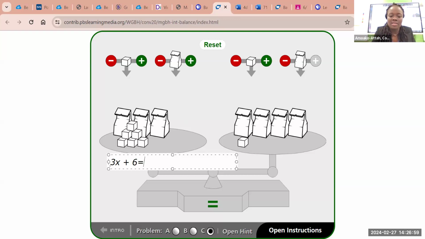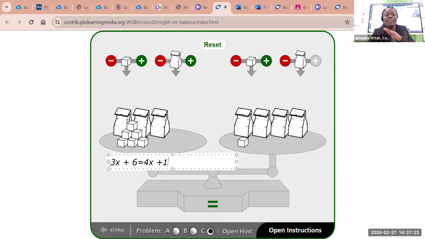Now we come to the right-hand side. I see how many bags? I see 4x plus 1. So this, again, is the equation presenting this model. So if you do this, the child will be able to see everything, visualize whatever you are teaching. So this makes the scale balanced.